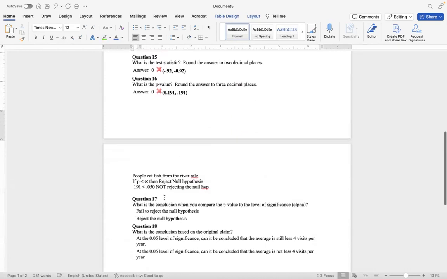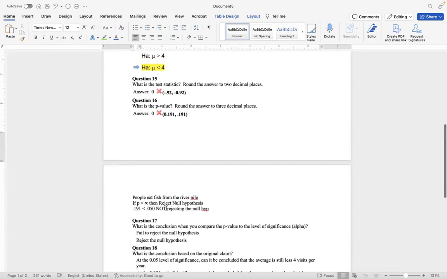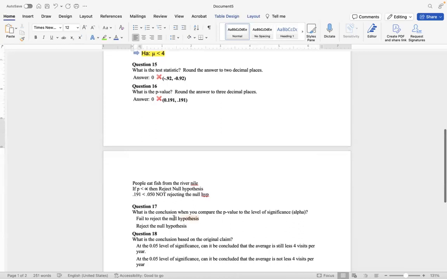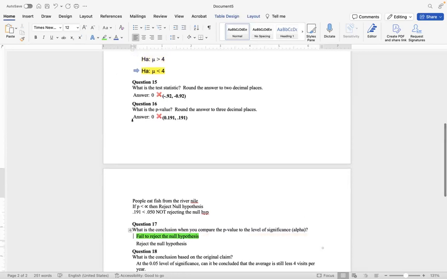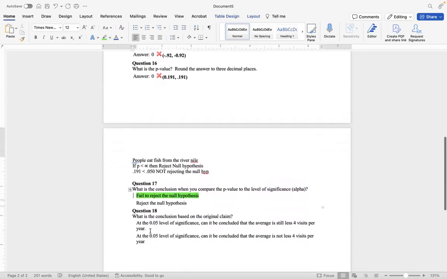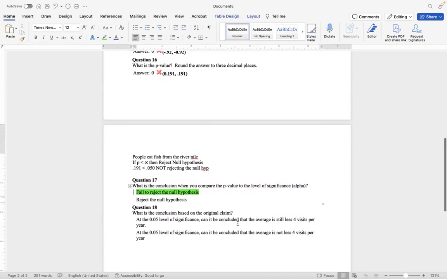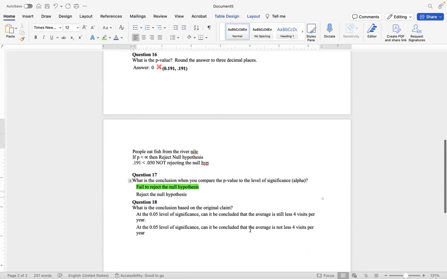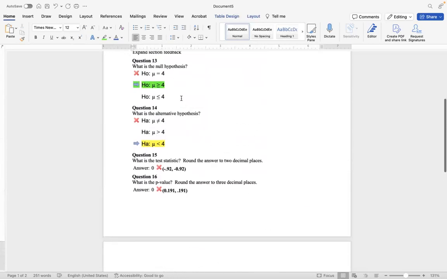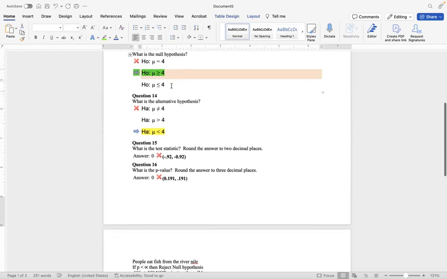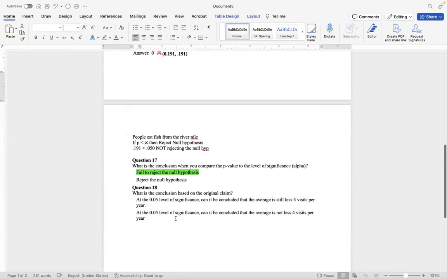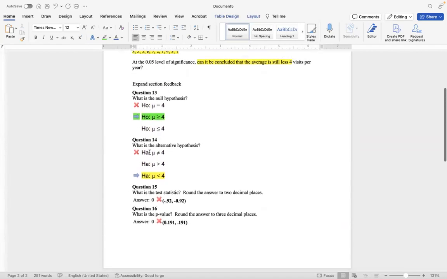So come down here and read the conclusions. We are not rejecting the null hypothesis, so you choose fail to reject the null hypothesis. And then to word that, at the 0.05 level of significance, can it be concluded that the average is still less than 4 visits, or is not less than 4 visits? We concluded that it's greater than or equal to 4 visits, so it is not less than 4 visits. So you look at the wording they have and base it on that.